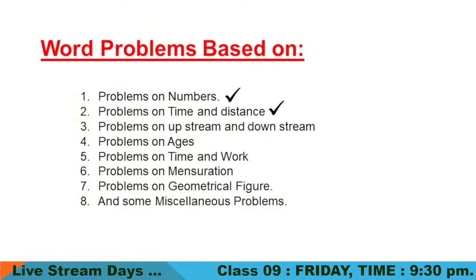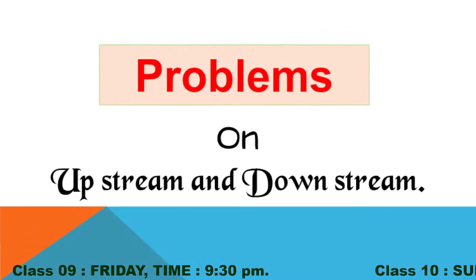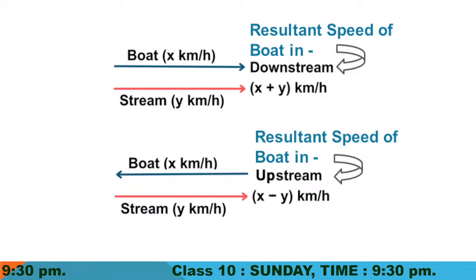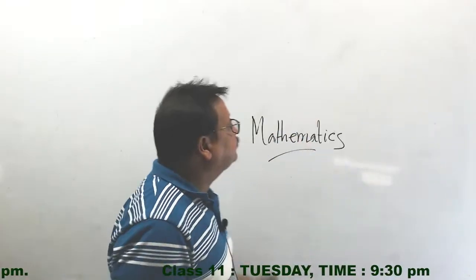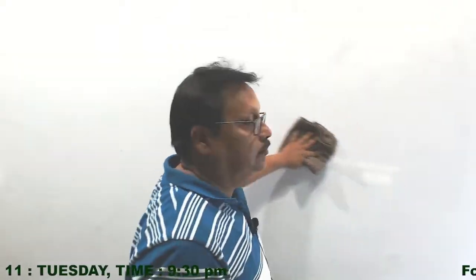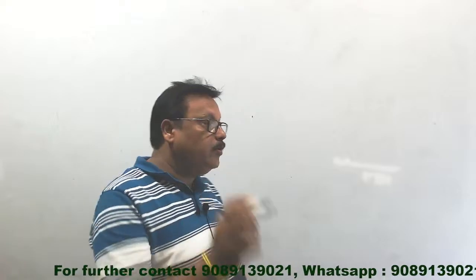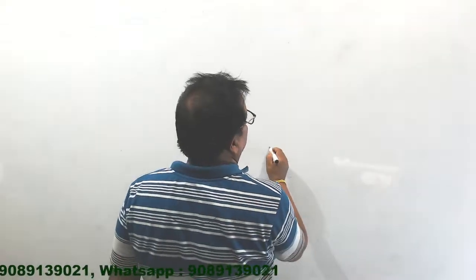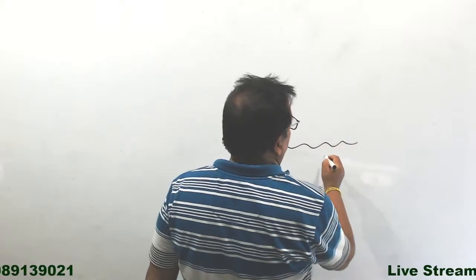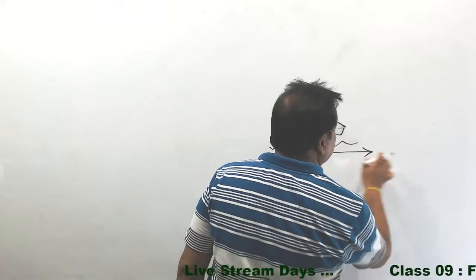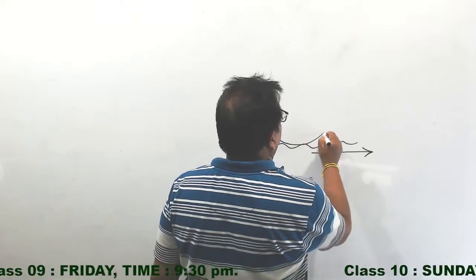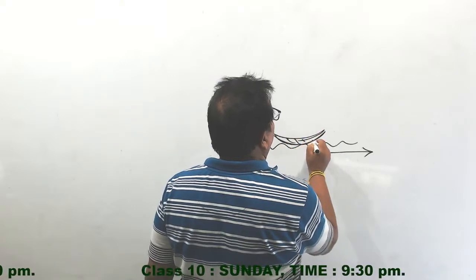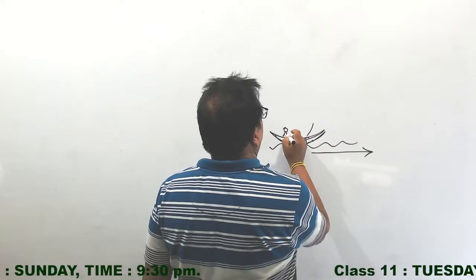First, we'll try to explain what upstream and downstream are. Actually, what are they? I'm explaining this. Consider one river, and the water is flowing in this direction. Understood? And on this river, there is a boat, with one member.